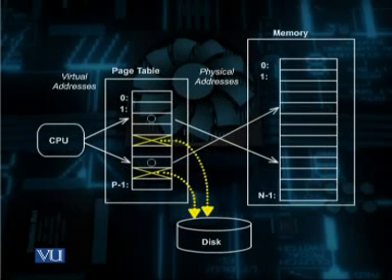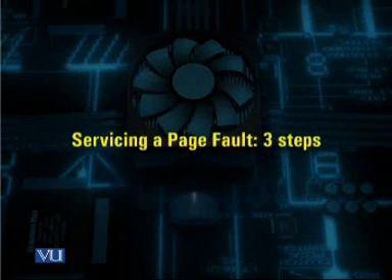Here you can see that the lookup table shows that page A and B are on the disk. The operating system moves the data to the main memory, and the contents of the page table are updated. Now let us see step by step how a page fault is serviced. A page fault is serviced in 3 steps.